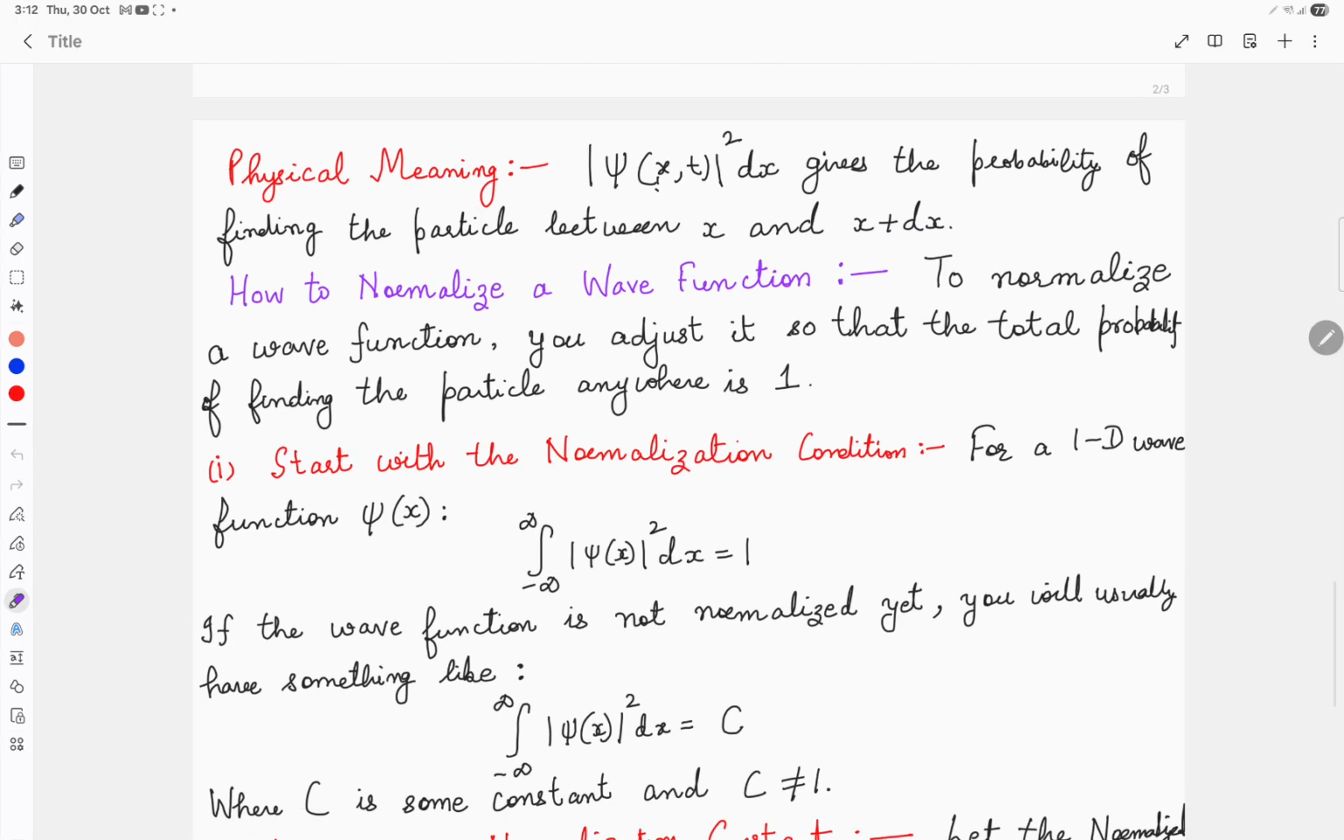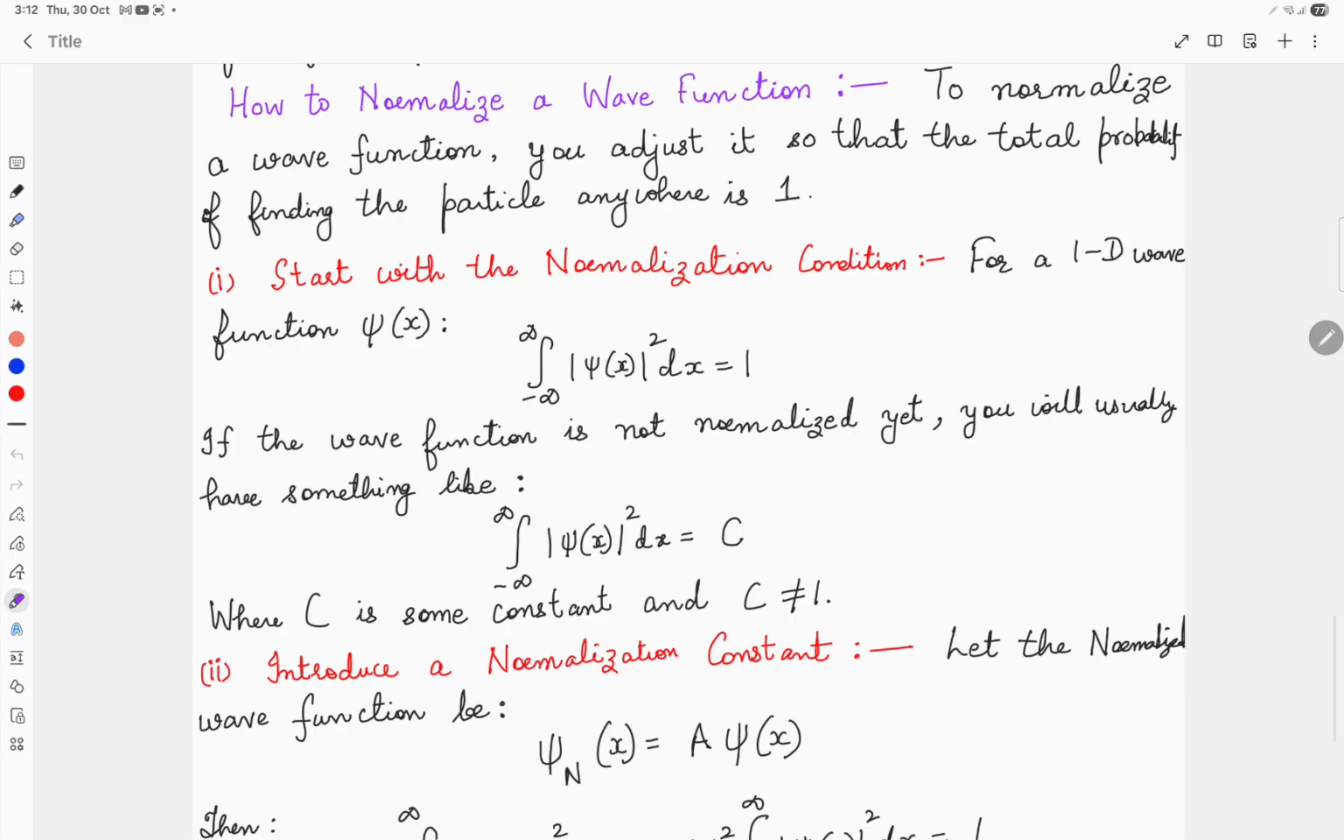Now if you are given a wave function, we need to normalize it. This is very important. To normalize the wave function, you adjust it so that the total probability of finding the particle anywhere is 1. Normalization is important so that the probabilistic viewpoint of quantum mechanics remains intact, and that can happen only if we normalize the wave function. That means the total probability must be equal to 1. So how do we normalize the wave function? You start with the normalizing condition. This is our normalization condition.